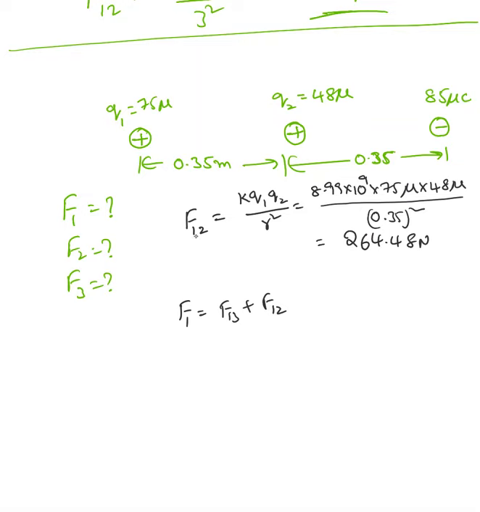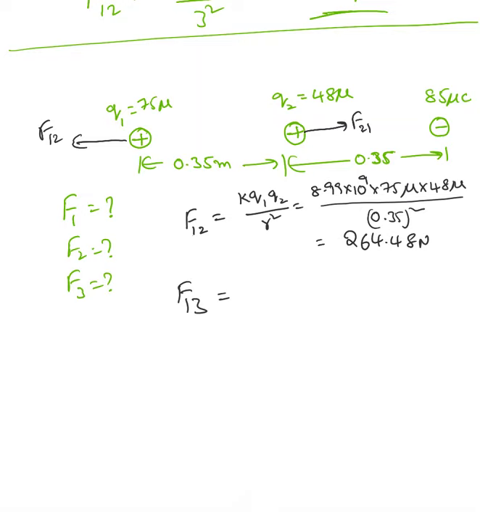Now, as I mentioned, you need to know the direction. Q1 and Q2, both of them are positive charges, so definitely it's a repulsive force. This is the direction of F12. And same way, the direction of F21, force on 2 because of charge 1, is going to be in that direction.